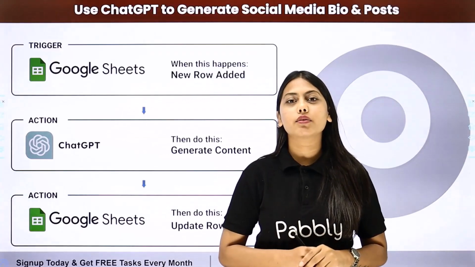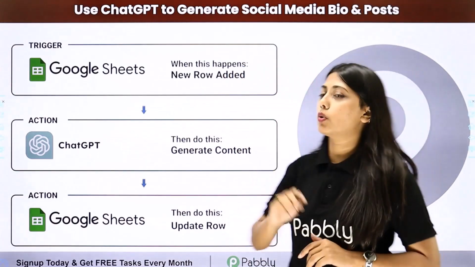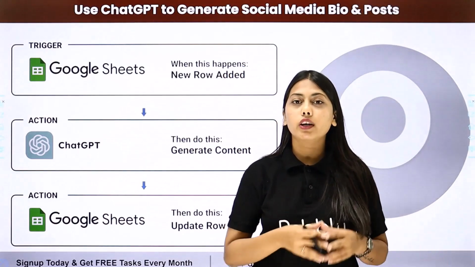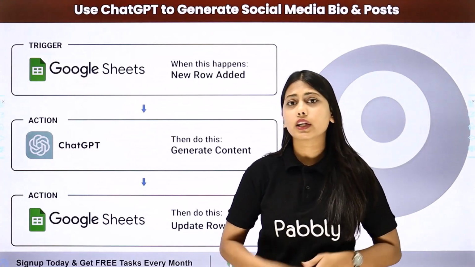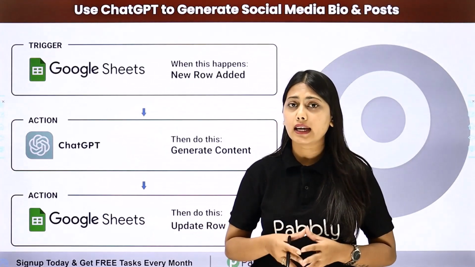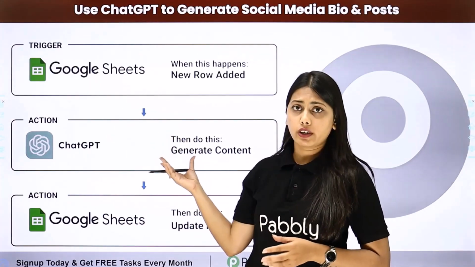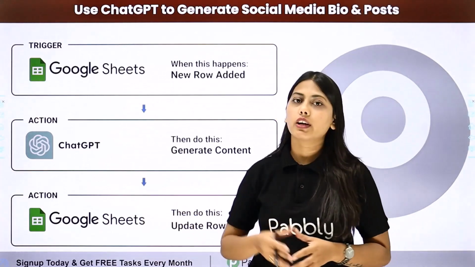Hello everyone, today we will learn how to use ChatGPT to generate social media bio and post. So if you're worried about what content you're going to use for your bio or your post on your social media account, then you can use ChatGPT for that purpose. What you can do is keep a track of all the titles in your Google Sheet, generate the content from ChatGPT, and then update the same Google Sheet about the generated content.